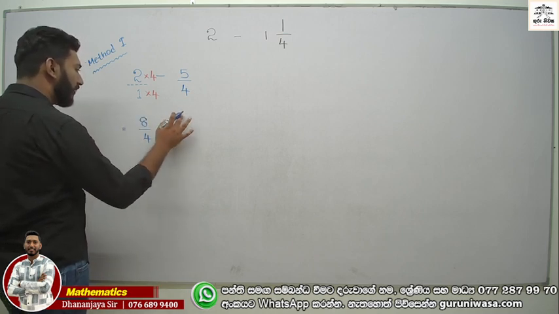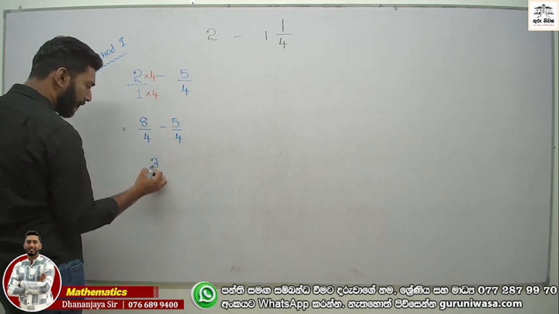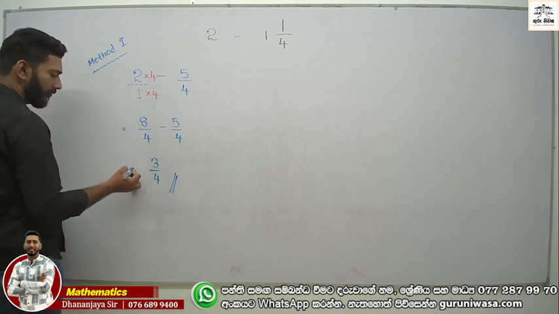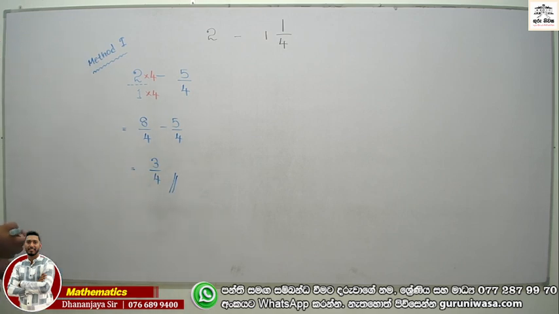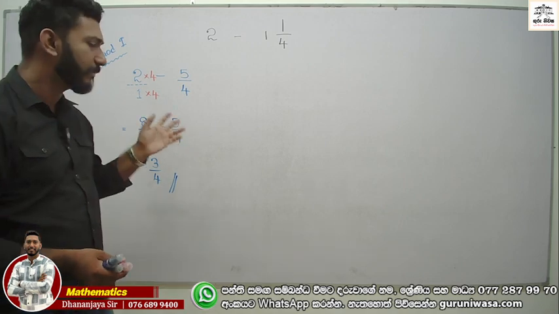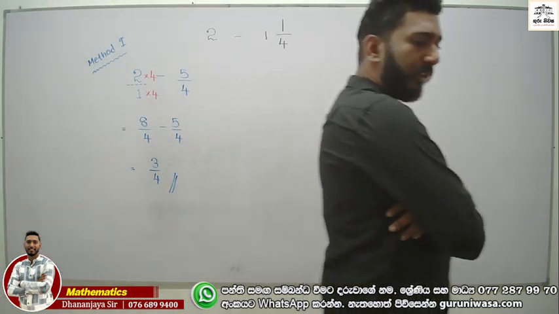Now 8 minus 5 becomes 3, 3/4. 3/4. Did you see? 3/4. That's the easy method. Everyone, let's write it down.